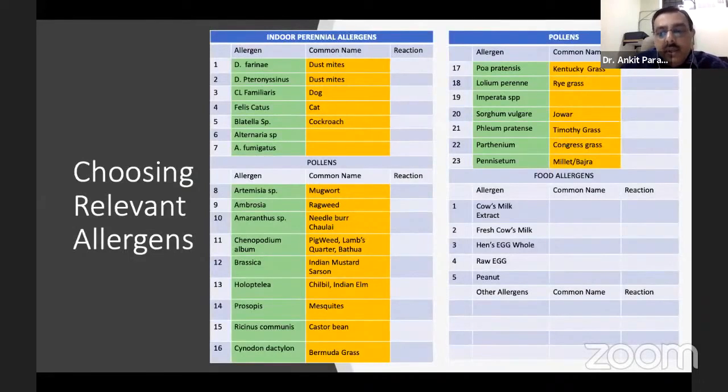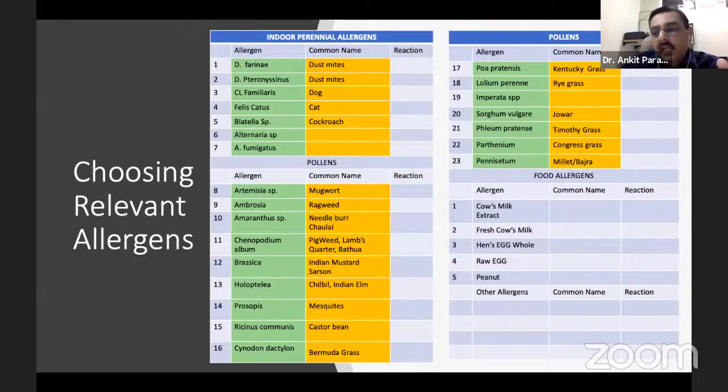Different people use different panels for their patients. So the indoor allergens remain actually similar across the world. So usually dust mites, some people might test a few mites more. Usually Dermatophagoides farinae and pteronyssinus is the usual thing which is done. Then dog, cat, cockroach, because that is something important in the Indian setup, and usually a few fungi, the most important being Alternaria alternata and Aspergillus fumigatus.